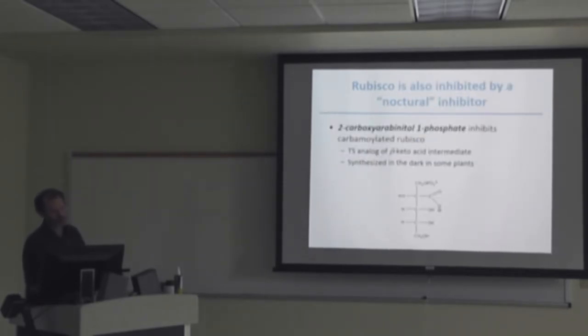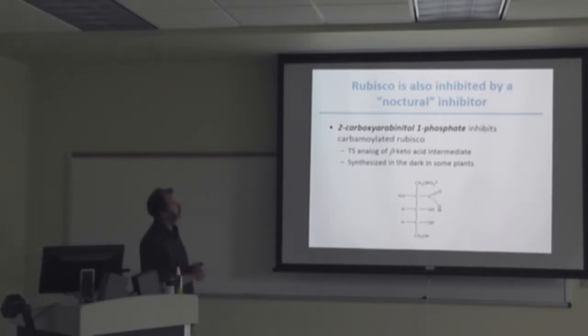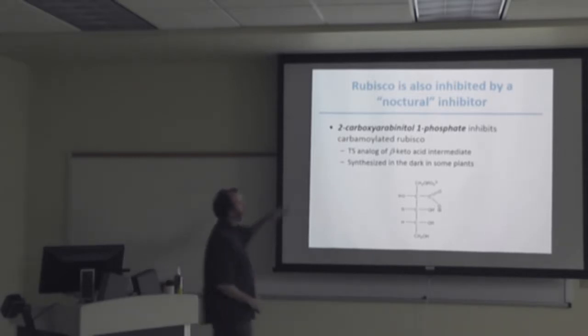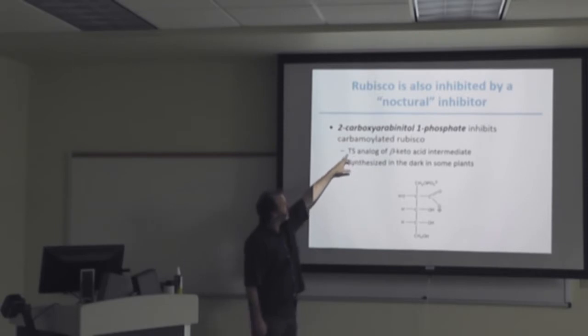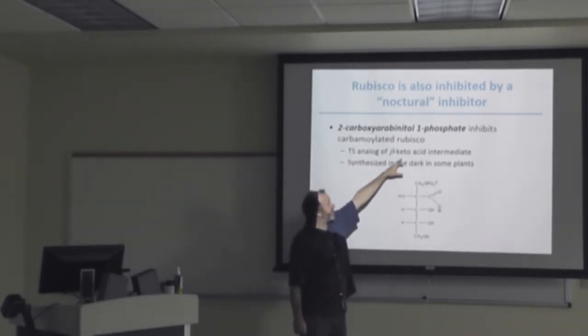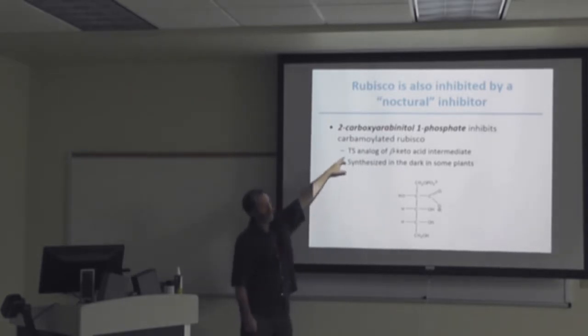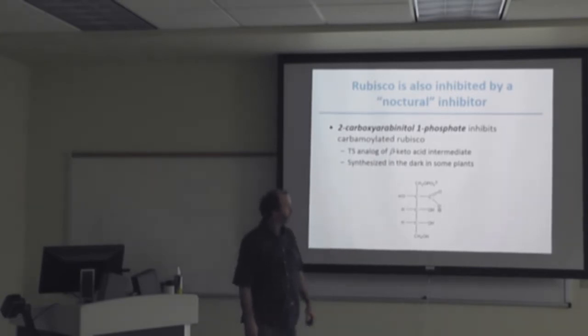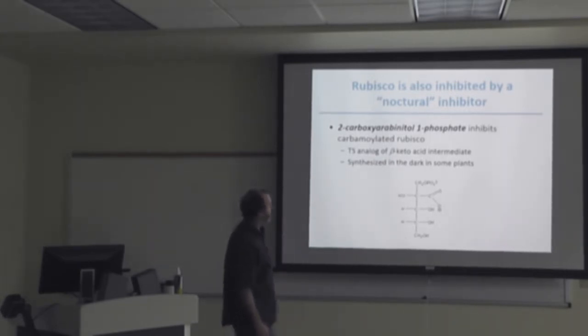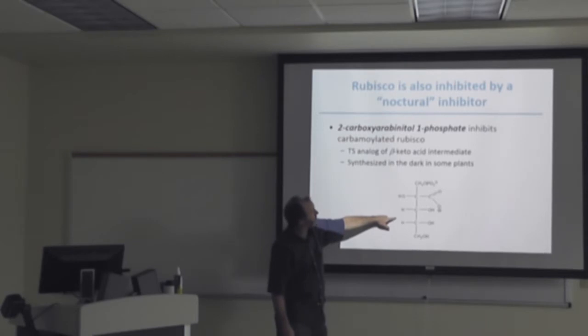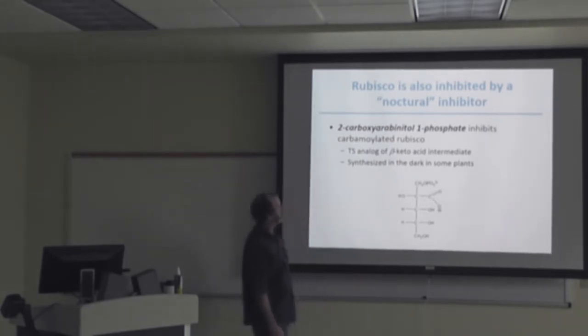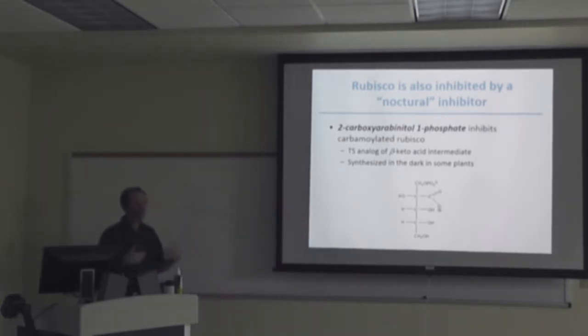Rubisco is also inhibited by a nocturnal inhibitor, 2-carboxy-arabinitol 1-phosphate. It inhibits the carbamylated Rubisco. It's the transition state analog of the beta-keto acid intermediate. So that's what the TS stands for. Synthesized in the dark in some plants. And this is the carboxy-arabinitol 1-phosphate. So it's a transition state analog.